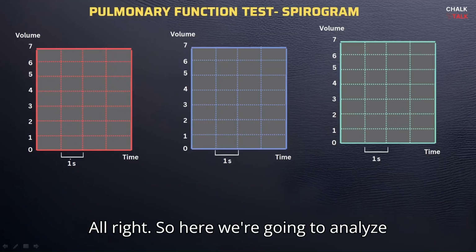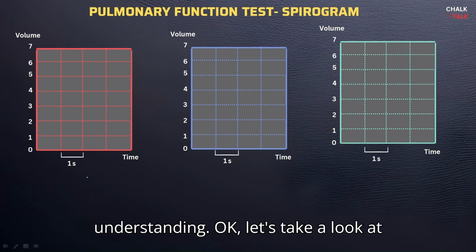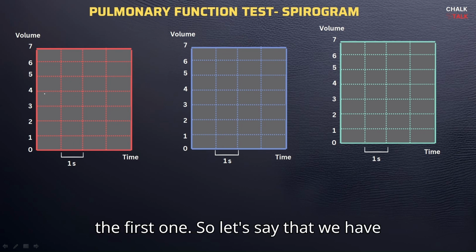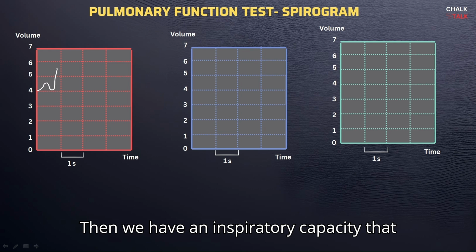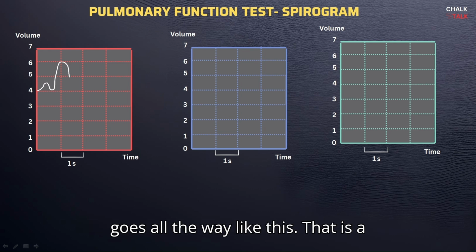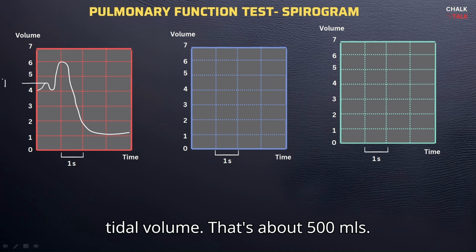All right, so here we're going to analyze 3 spirograms to enhance our understanding, okay? So let's take a look at the first one. So let's say that we have a tidal volume right here. Okay, then we have an inspiratory capacity that goes all the way like this. That is the forced vital capacity to this point. Okay, so this is the tidal volume.